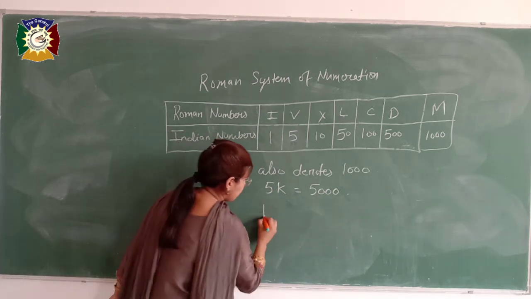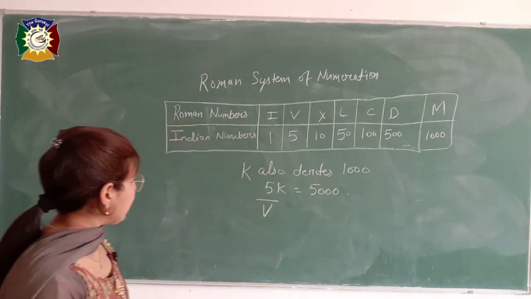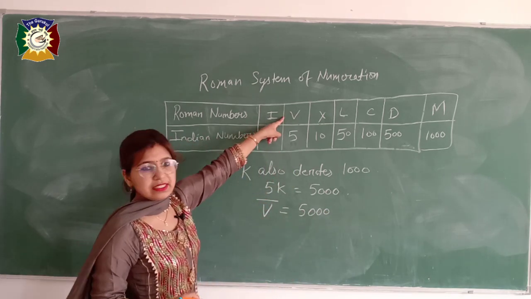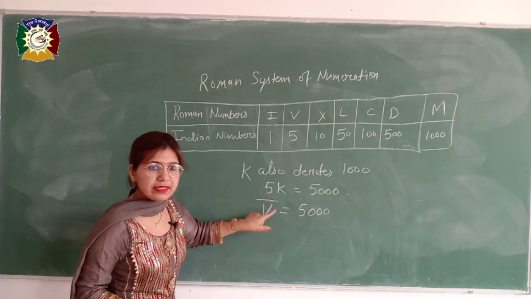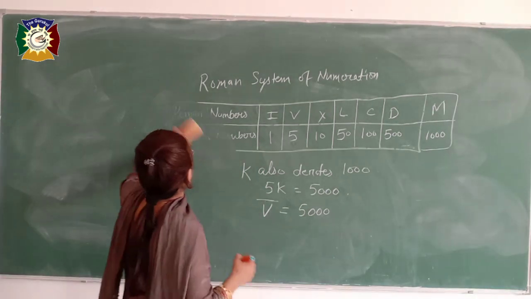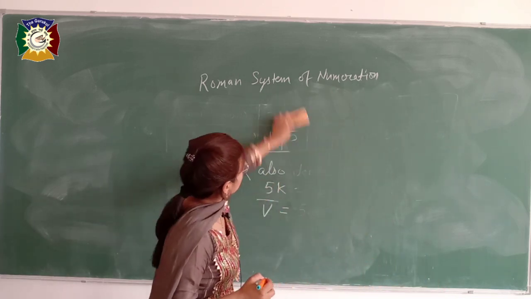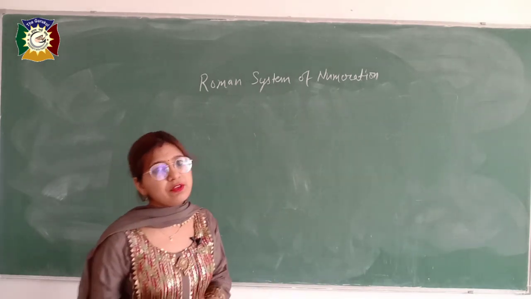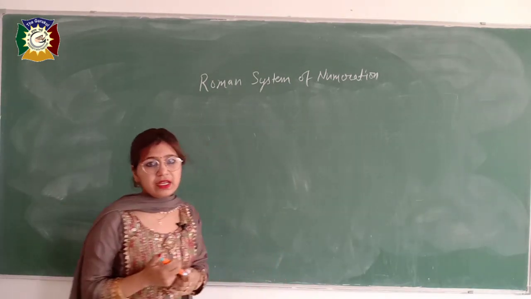There is one more symbol. If you make a bar on V, it denotes 5000. Simple V, if you are writing, is for 5. If you are making a line, that is a bar on V, it denotes 5000. Students, it is very easy to write any number in the Roman system, but for writing the number in the Roman system we have to follow some rules. If you do not follow the rules, then ambiguity will be there. So students, before doing Roman numeration, I will tell you some rules.